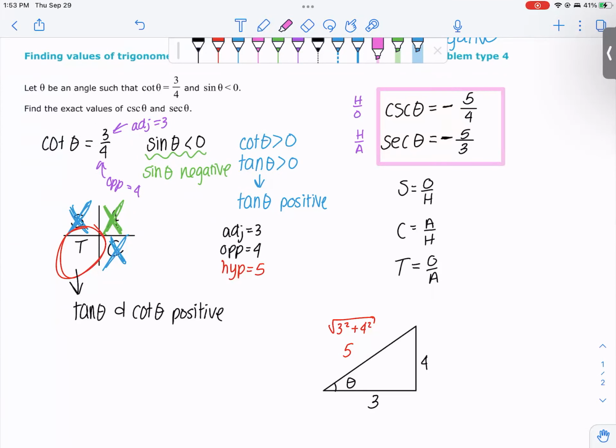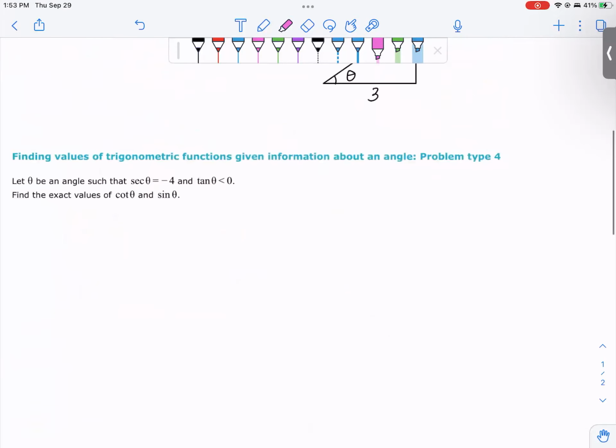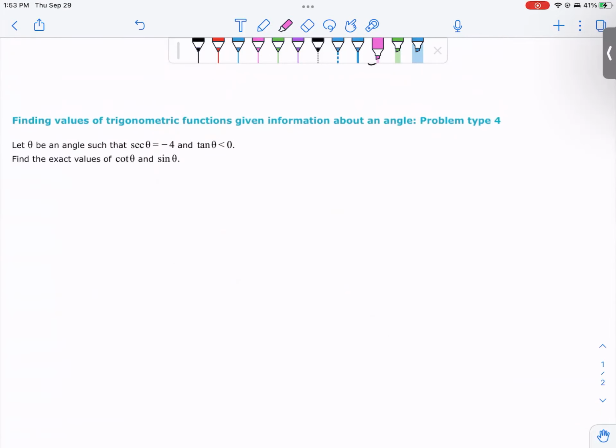I'll do it one more time for funsies. Here's another one. Let theta be an angle such that secant of theta is -4 and tangent of theta is less than 0. Let's break down that information. Secant of theta is equal to -4. This means that secant is negative. If secant is negative, that means secant's soulmate, partner, lover in life, cosine, is negative as well.